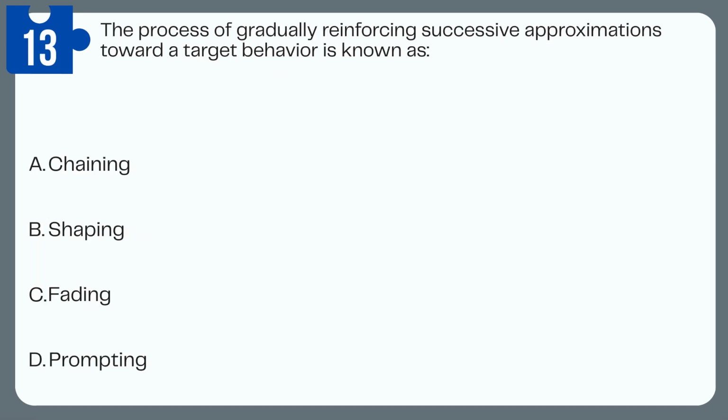Question 13. The process of gradually reinforcing successive approximations toward a target behavior is known as A. Chaining. B. Shaping. C. Fading. D. Prompting.